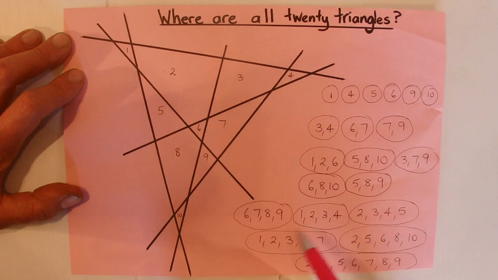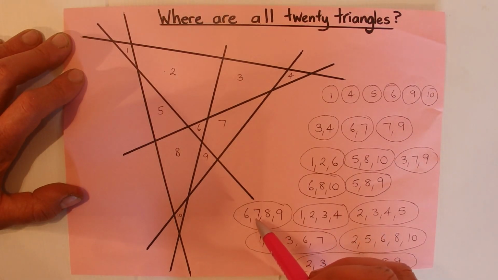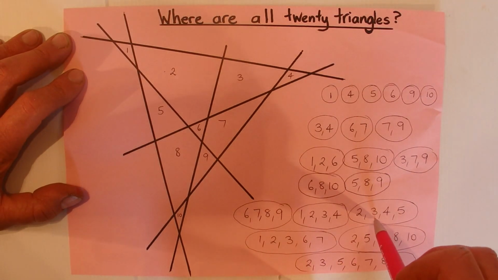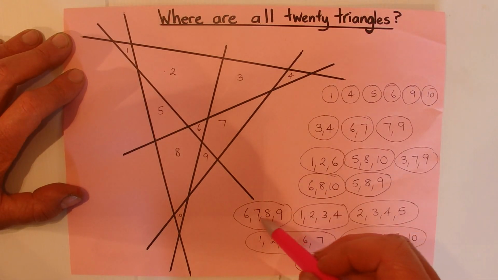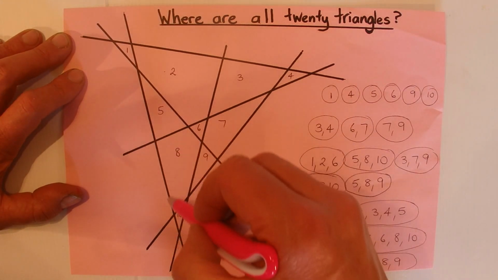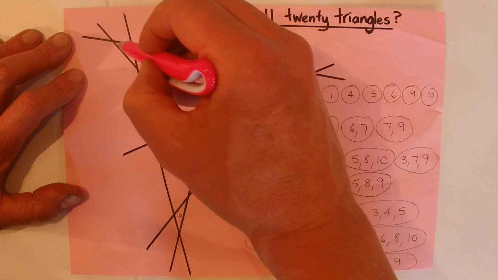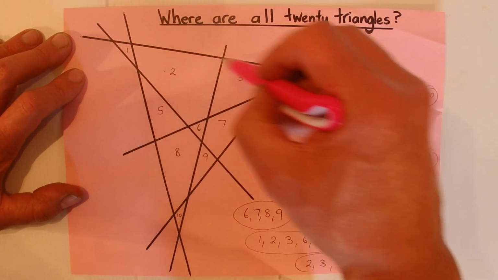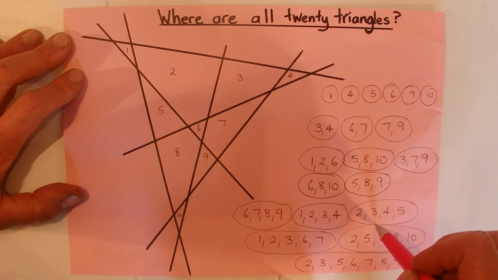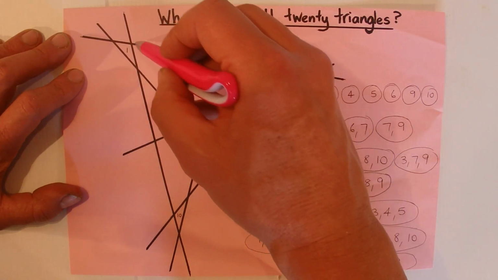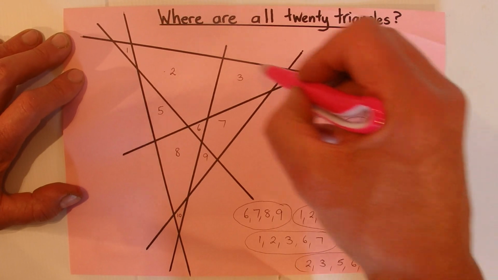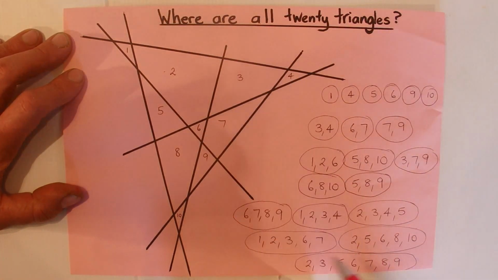Now 4 adjacent shapes. We've got 3 there. First of all, 6, 7, 8, and 9 is that triangle shape. Then 1, 2, 3, and 4. And 2, 3, 4, and 5. There we go, that's 2, 3, 4, and 5 is that triangle.